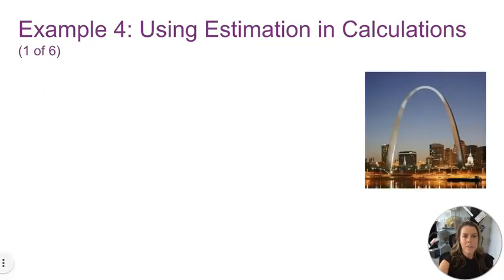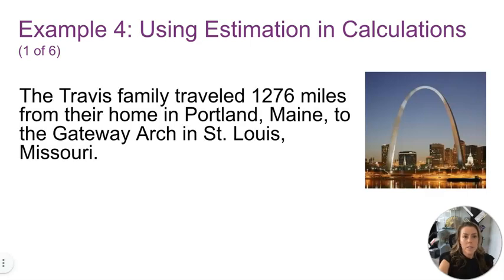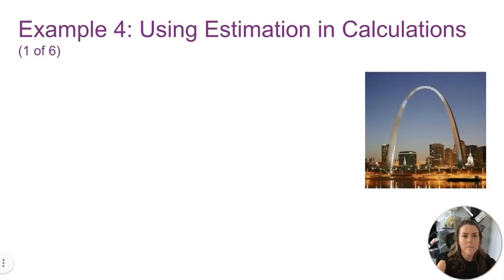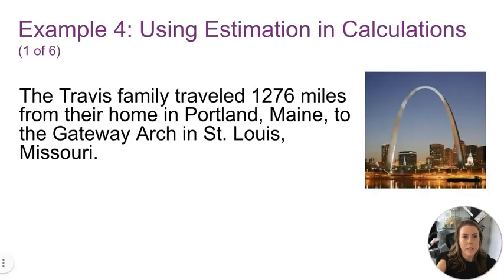Okay, let's look at another example. Using estimations in calculations. The Travis family traveled 1,276 miles from their home in Portland, Maine to the Gateway Arch in St. Louis, Missouri. Here's that arch. So if their trip took 19.9 hours of driving time, estimate the average speed in miles per hour that their car traveled.